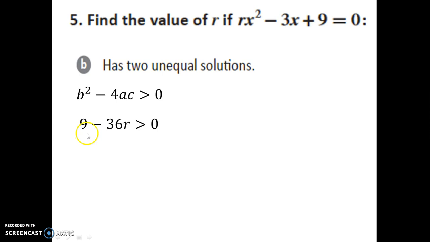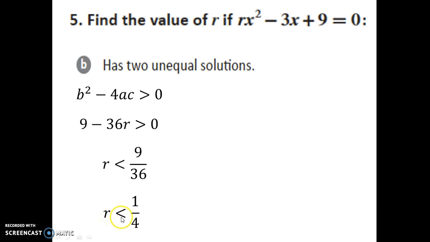So here it is, 9 minus 36r. That's just the same as before. When you do b squared minus 4ac, it must be greater than 0. And if you solve that, you get r is less than this value. r is less than 1/4. So it's exactly like solving the other one, but now we're using inequalities. So you should be familiar with solving inequalities.